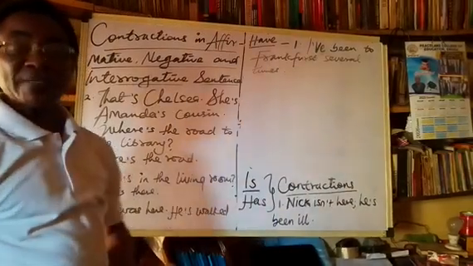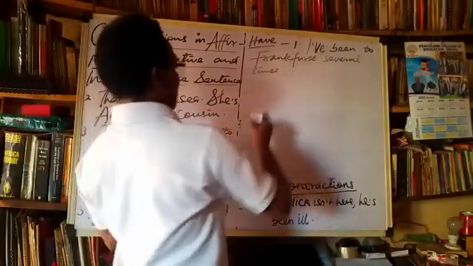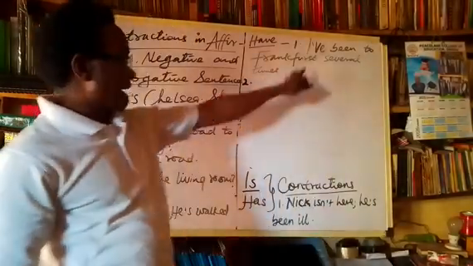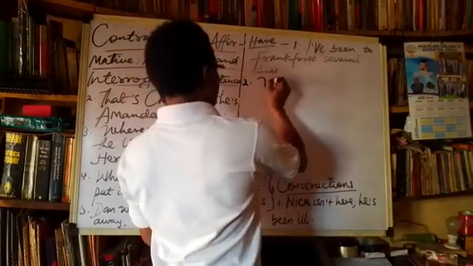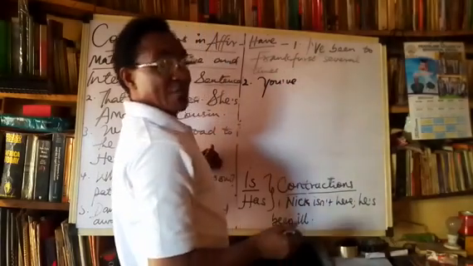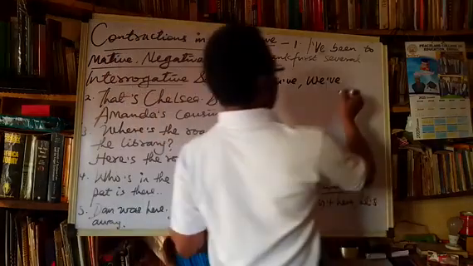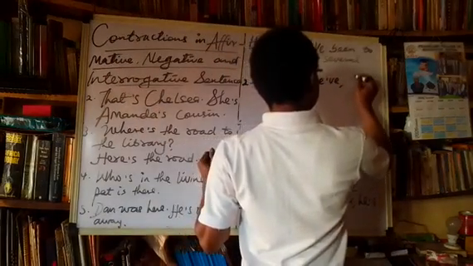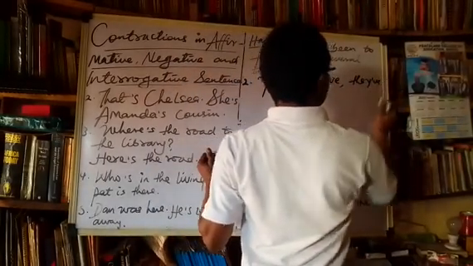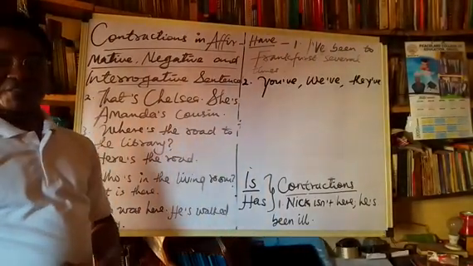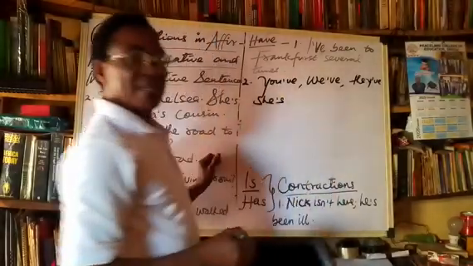The sentence says, I've been to Frankfurt several times. The verb have retains this contraction, apostrophe and VE, with all the pronouns. So we talk about you've, meaning you have. We've, meaning we have. And they've, meaning they have. But with she, we have this, meaning has.